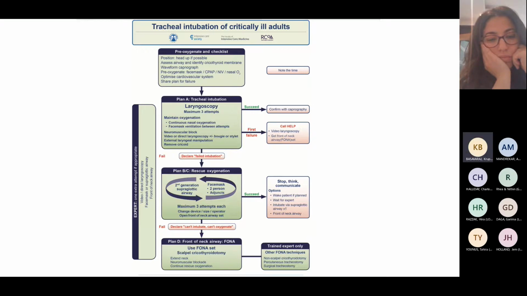If that fails, hopefully you don't go there, but rescue oxygenation is plan B and C. It could be with either a supraglottic airway or i-gel, any of these, maximum 3 attempts. If you fail, you know what you're going to do next. That will be obviously a front of neck access.